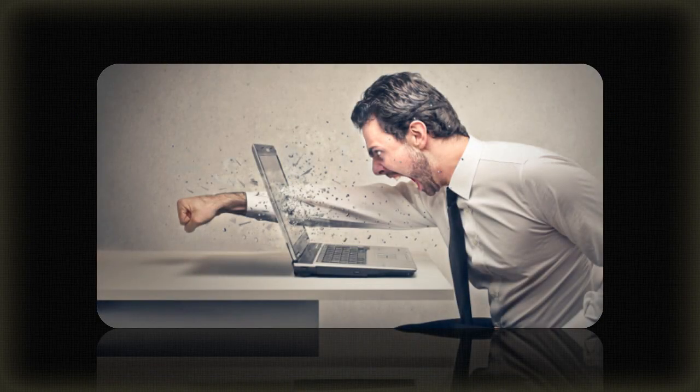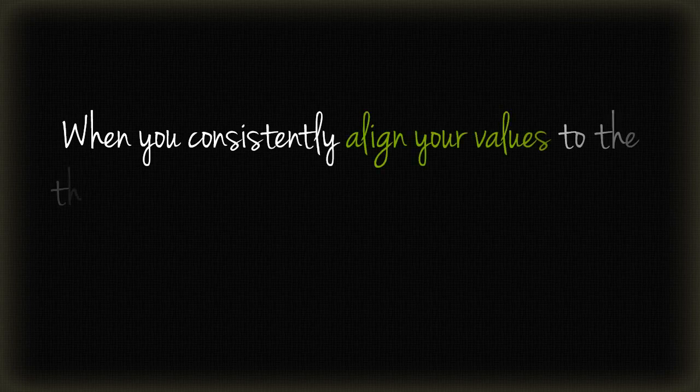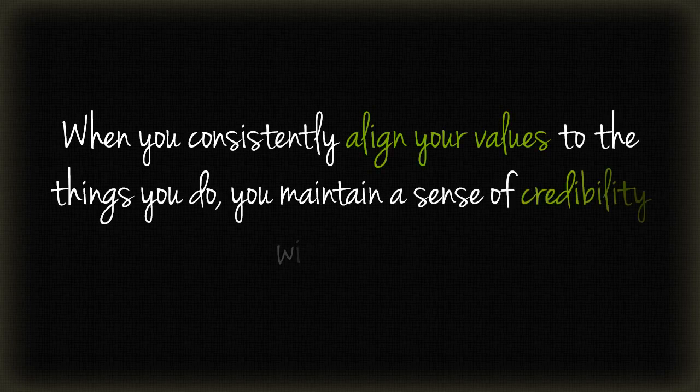Think about video footage you've seen where the audio and video were out of sync. The result is unsettling and hard to follow, and it's a challenge to stay tuned in. The same is true of a leader who says he or she values one thing, but then acts in a way that indicates just the opposite. When you consistently align your values to the things you do, you maintain a sense of credibility with others. But if you say one thing and do another, it's very easy to lose credibility in the eyes of others, and once lost, is very difficult to regain.